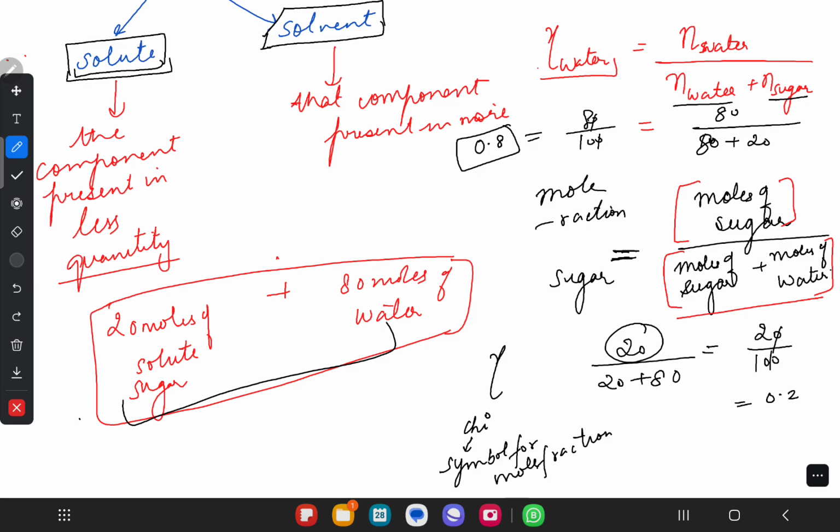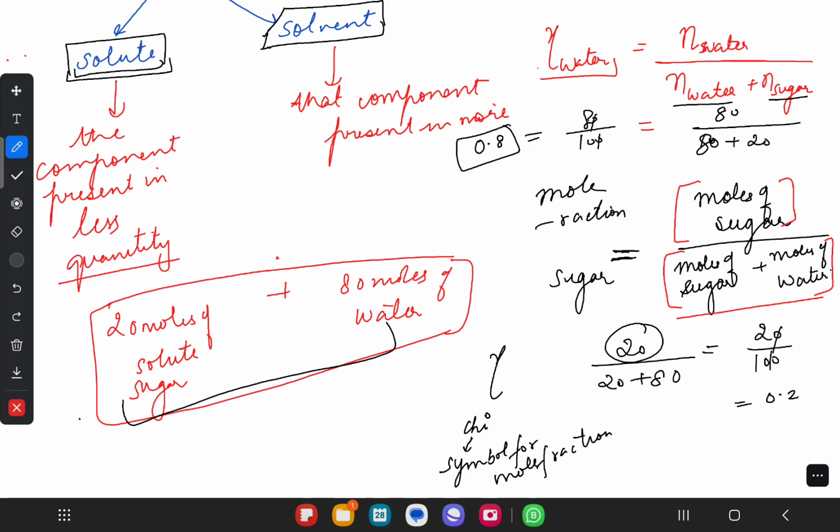Just tell me one thing. Let's suppose you have 20 pens and 80 pencils. So how many total writing elements do you have? 100. Out of those total elements, what percentage or what part of it is pencil? 80 parts out of 100.